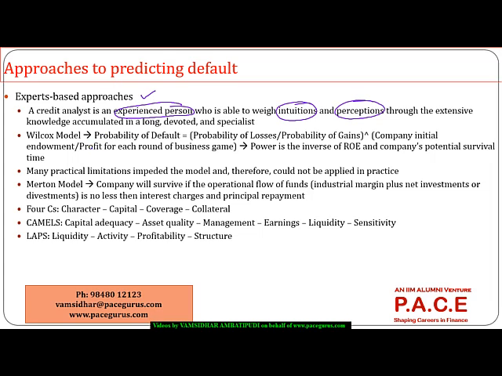We also have various other traditional approaches where we talk about a Wilcox model, and in the Wilcox model, the probability of default is simply treated as the probability of loss divided by the probability of gains. So what is the chance that the company will make losses in the next 1 year versus the probability that it will make gains in the next 1 year, and then we are raising it to the power of the initial endowment value divided by the profit for each round of the business case.